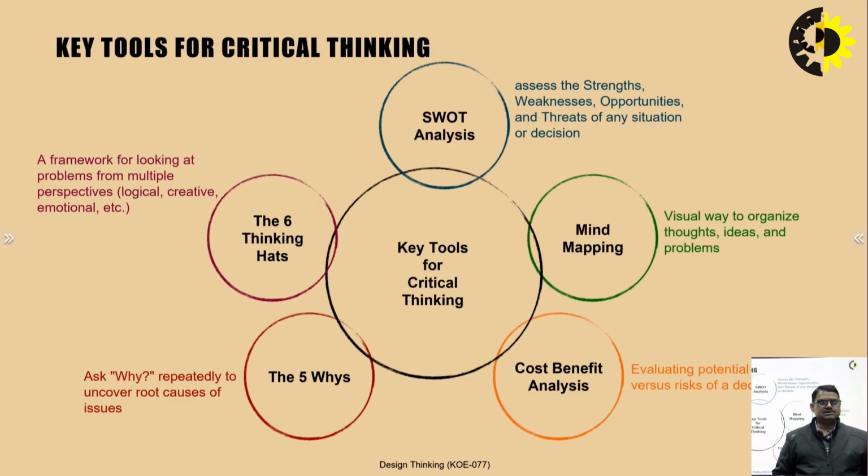So the main topic of today's session is the tools for critical thinking. Here you can see that I have mentioned 5 different tools. These tools are SWOT analysis, mind mapping techniques, cost benefit analysis, the 5 whys, and the 6 thinking hats. All of these tools are very powerful, and some are a little bit complex, and I recommend to use those tools for solving complex problems. But some tools are very simple in nature. You can easily go with those tools when you are solving comparatively less important problems, right?